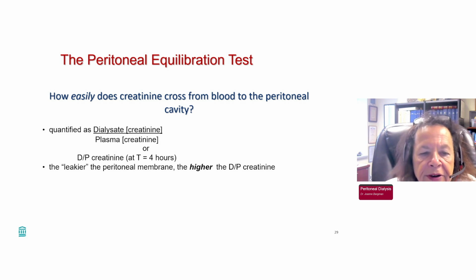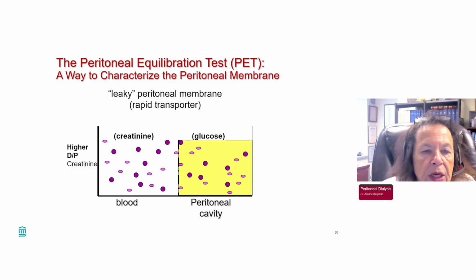And the leakier the peritoneal membrane, it's not like it's really leaky, which I'll explain in a second, but the more rapid transport the patient is, the higher the D over P creatinine, because more of the creatinine will have diffused from the blood or the plasma compartment into the dialysate compartment and get closer to equilibration. And therefore, the D over P creatinine will come closer to 1.0 or 100%. So this is a leaky peritoneal membrane where everything's moving faster, and you can see that the glucose will move out pretty quickly and the creatinine will move from the blood to the PD fluid pretty quickly. And that's what characterizes a rapid transporter.